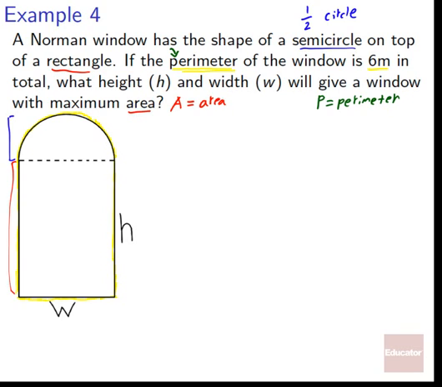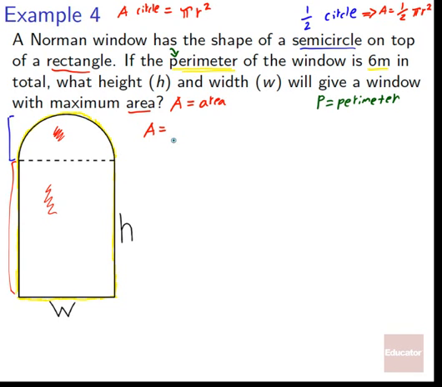So area is equal to the area of this part plus the area of our box. So it's the area of our semicircle plus the area of our box. Area of our semicircle, well, what's the area of a circle? The area for a circle is equal to pi r squared. So a semicircle, if it's a half circle, is going to be area equals 1/2 pi r squared, because it's half of the circle, right?